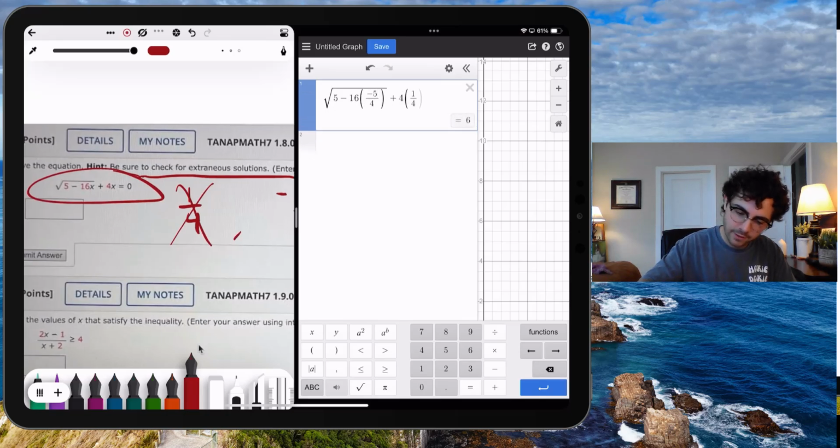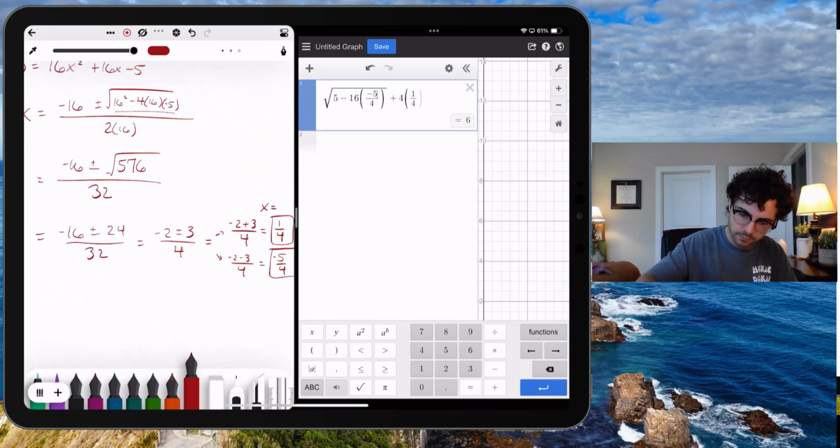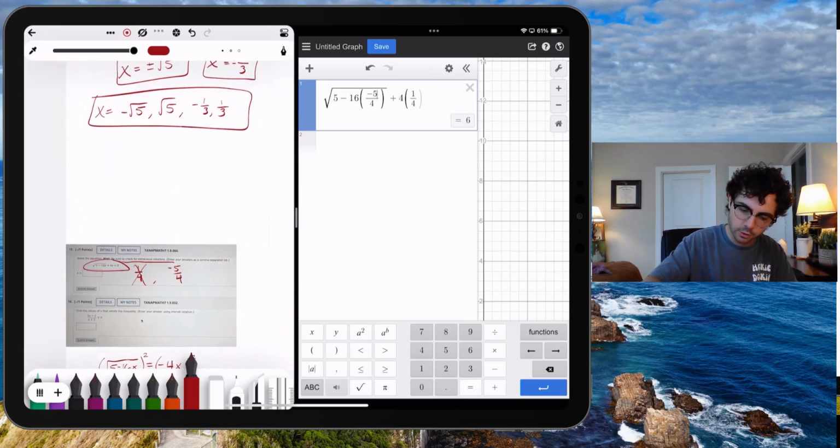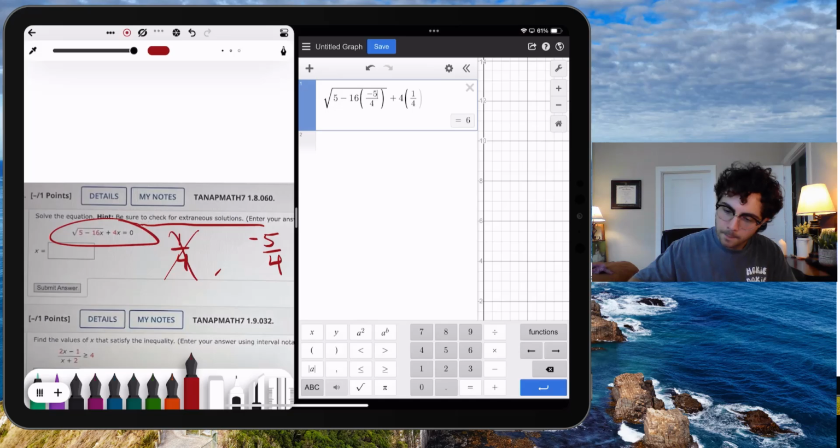Negative, is it negative 5/4? Did I mix it up? I just want to make sure. No, we have it right. All right, let's hope negative 5/4 is still 1. Look at that. Is that it?